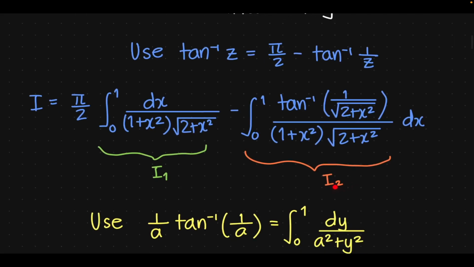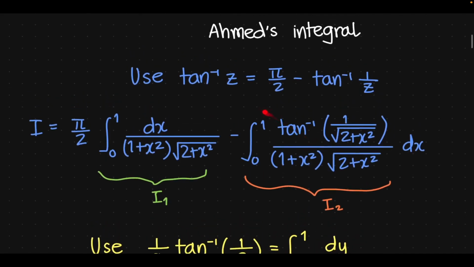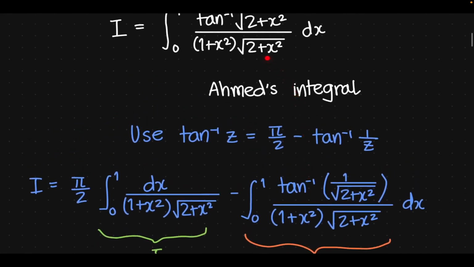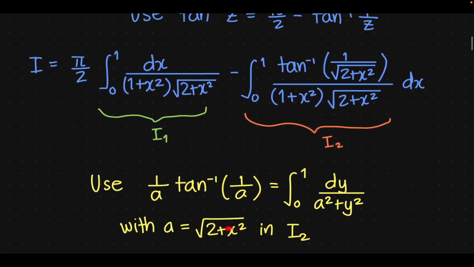So in I2, we're going to use this identity: 1 over a times tan inverse of 1 over a is equal to the integral from 0 to 1 of dy over a squared plus y squared. You can look this up in a table of integrals, or you can just do a trigonometric substitution and indeed see that this identity is true. And it is actually this identity that justified us using the first identity, because we already had that factor in the denominator. So in this case, our a is going to be that factor which was in the denominator and in the arctan, namely, a was the square root of 2 plus x squared in I2.